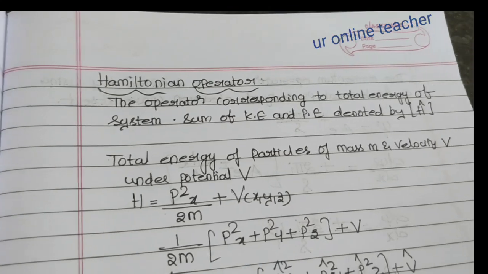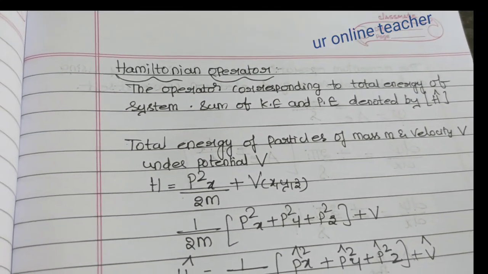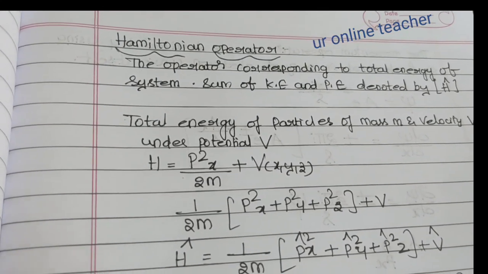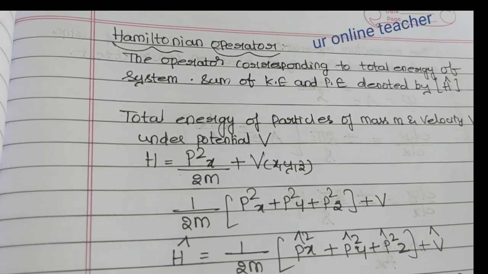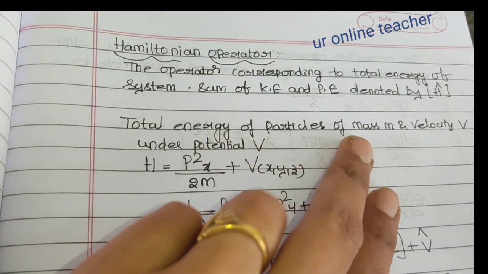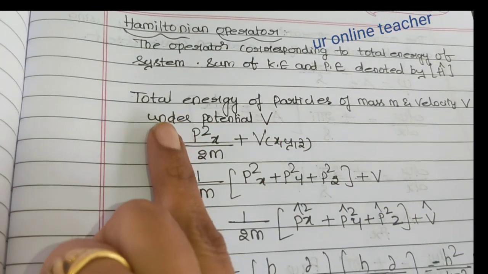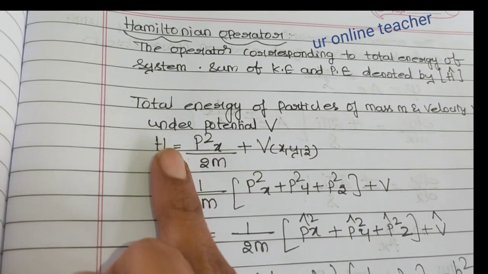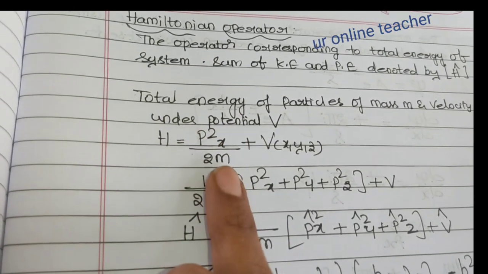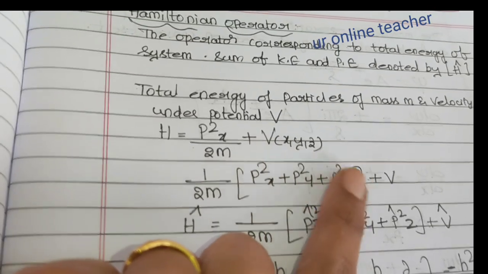And the next I am going to tell is the Hamiltonian operator. The Hamiltonian operator is the operator corresponding to the total energy of the system. It is the sum of the kinetic energy and potential energy, and it is denoted by H cap. So the total energy of the particles with respect to mass and velocity under potential V is the sum of kinetic energy and potential energy. So H is equal to p_x square by 2m plus V(x, y, z) in the three axes x, y, z.